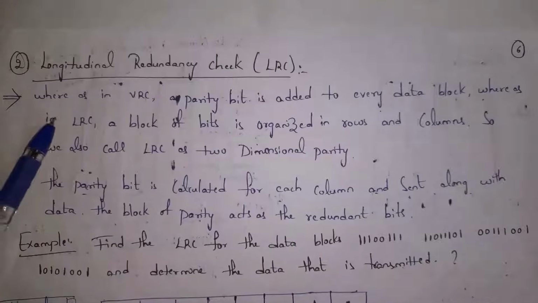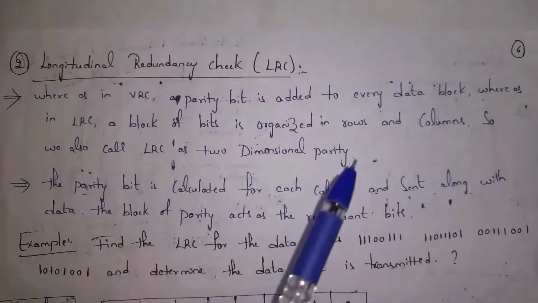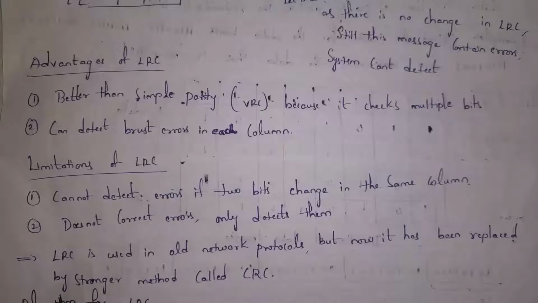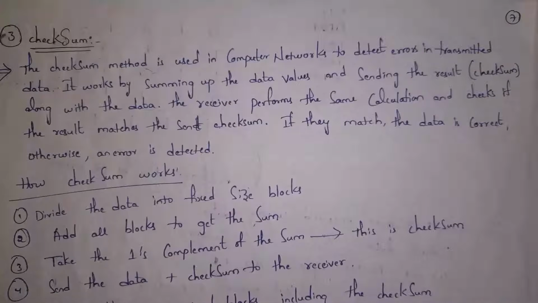In LRC, our block of bits is organized in rows and columns. So we can also call LRC 2-dimensional parity. As LRC is an old network protocol, now LRC is replaced with CRC, where CRC stands for Cyclic Redundancy Check. Next I will explain what the checksum method is.